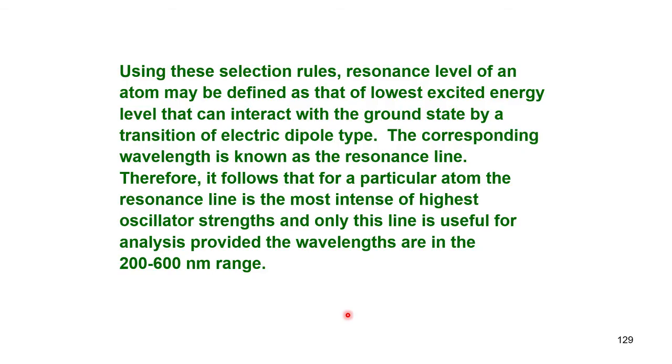Therefore, it follows that for a particular atom, the resonance line is the most intense line. That is why we have shown it as a thick line. That is the highest oscillator strength, and only this line is useful for analysis, provided the wavelength is in the 200 to 600 nanometer range. The resonance line must be in the 200 to 600 nanometer range, which covers the UV and visible range.